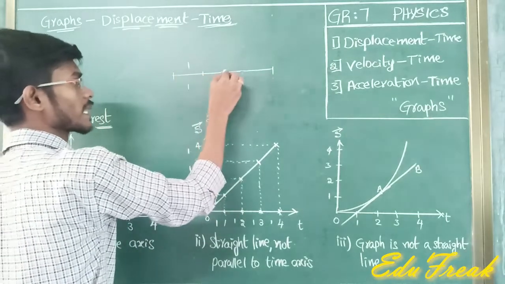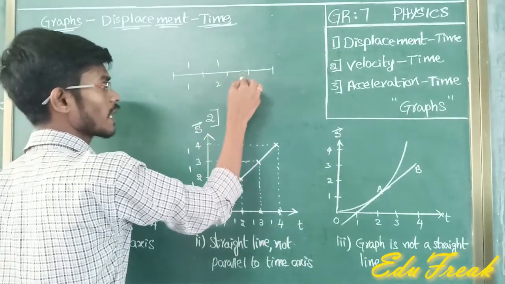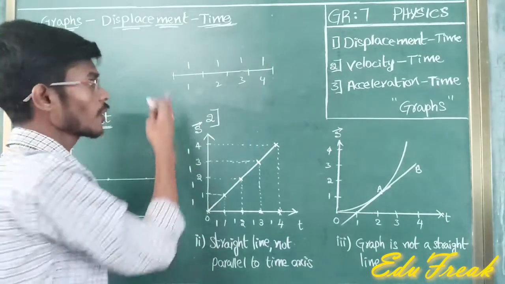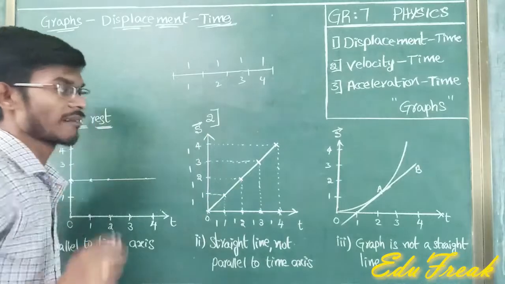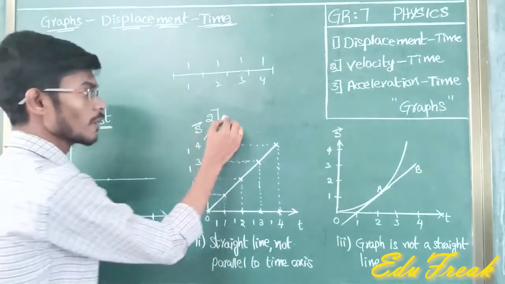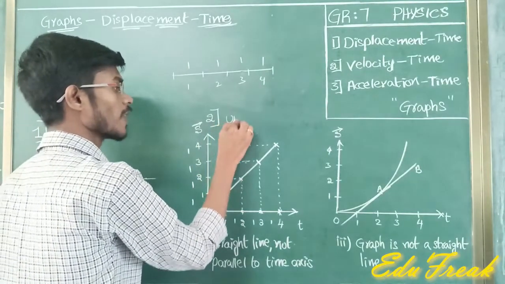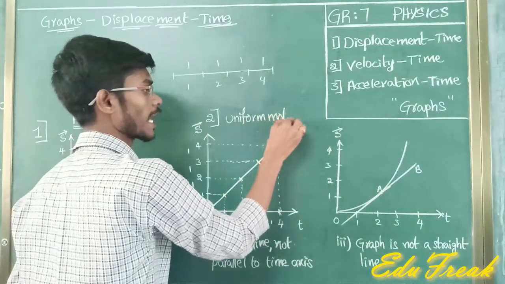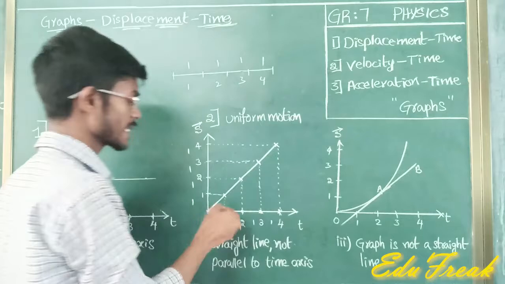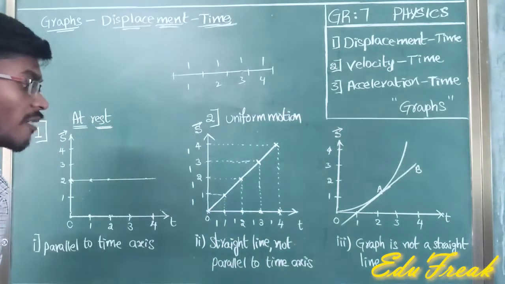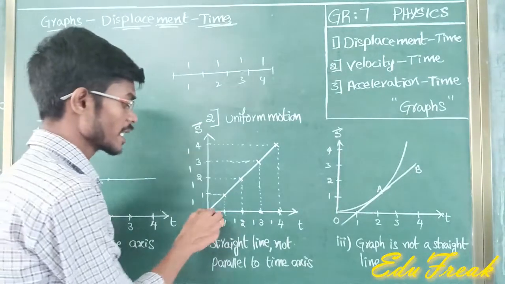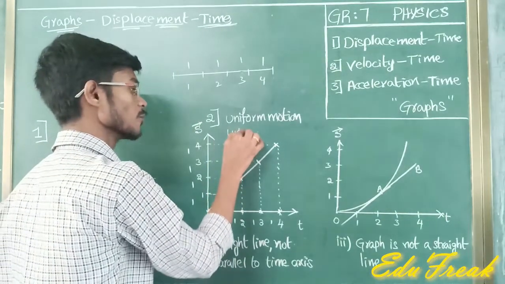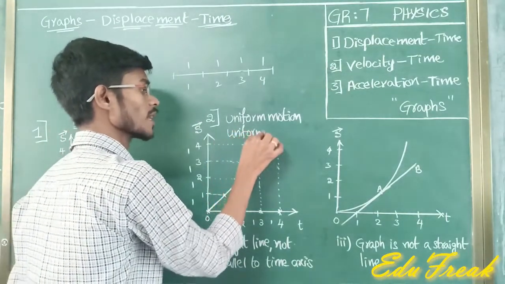First second 1 meter, second second also 1 meter, third second also 1 meter, fourth second also 1 meter. So like this the object is covering equal distances. It is moving with uniform motion. An object that covers equal distances in equal intervals of time is moving with uniform velocity.